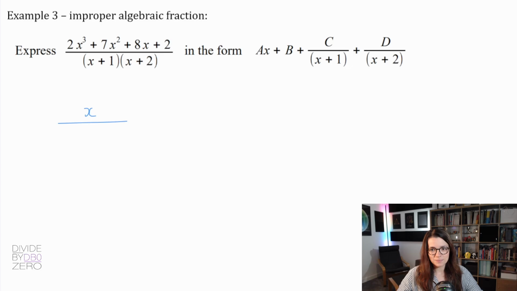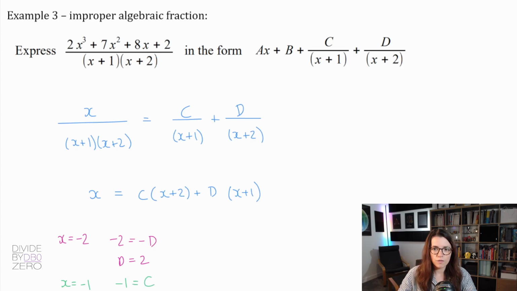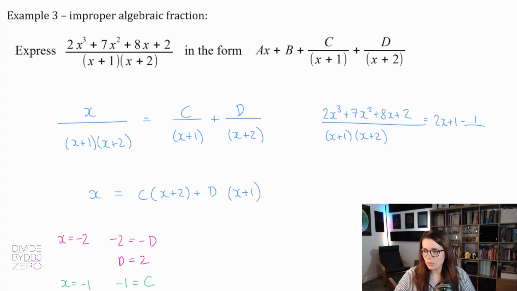We've got x over (x plus 1)(x plus 2) equals, and then let's use the letters from the question, so c over x plus 1 plus d over x plus 2. If we set the numerators equal to each other, it's going to look like this. And then we can do the substitution method again. So make that 0 by setting x equal to −2, and we get this. Make this 0 by setting x equal to −1, and we get this. And therefore, final answer is, altogether, this fraction equals this.